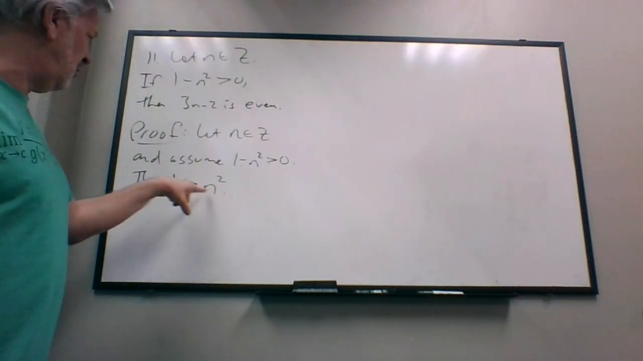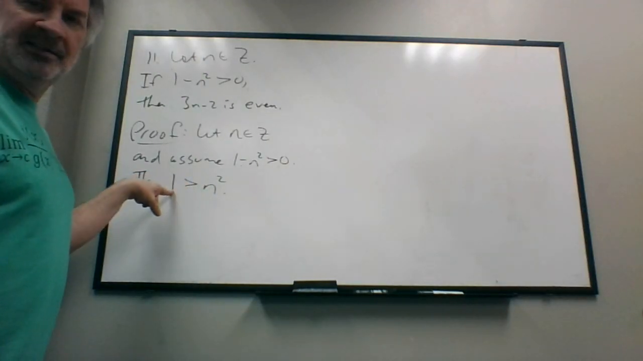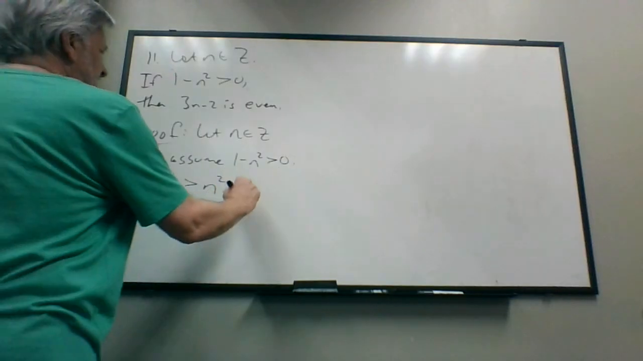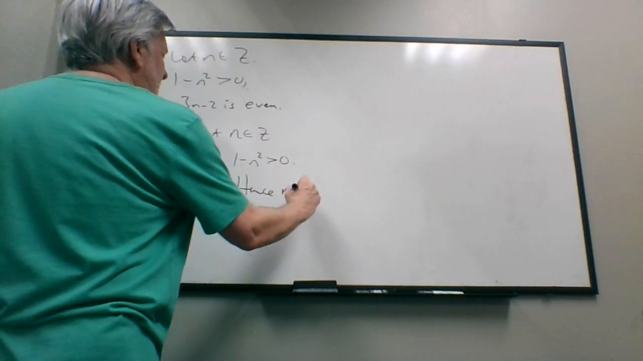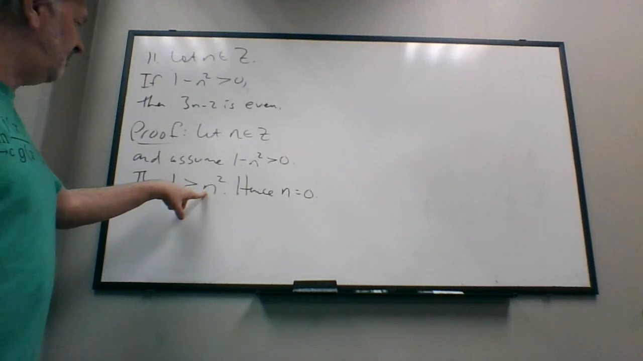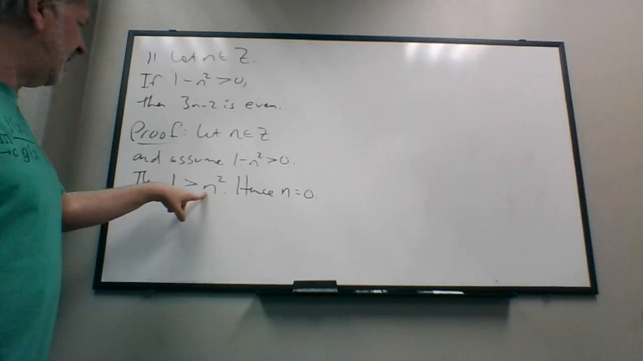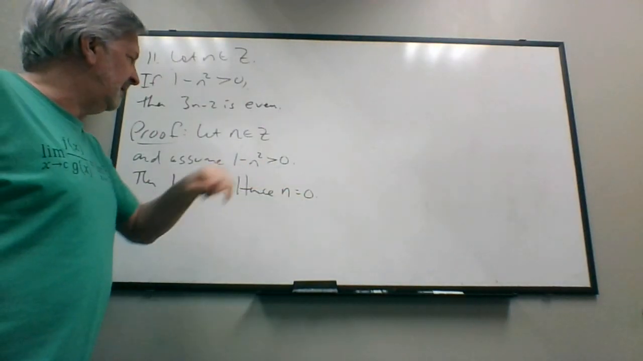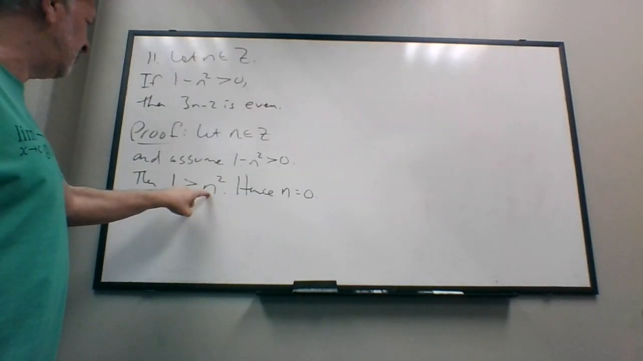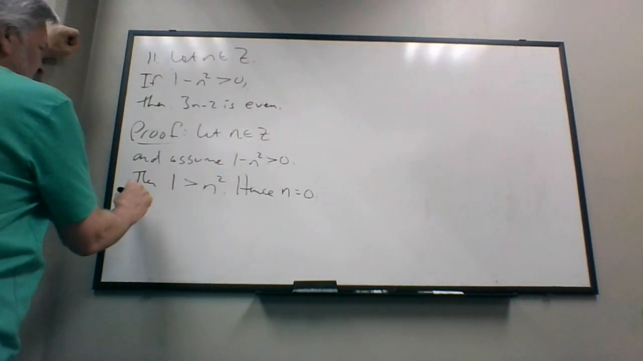Well, if n is 0, we're good. If n is 1, 1 is not strictly less than 1. And of course, 2 would give you 4. So there's only one solution here. The only possible value for n is 0. Now, if n were a real number, n could be a half or 2/3, or the square root of a half. There are a lot of solutions there. But n has to be 0 because the only integer whose square is strictly less than 1 is n equals 0.